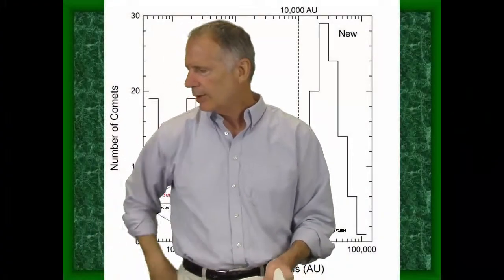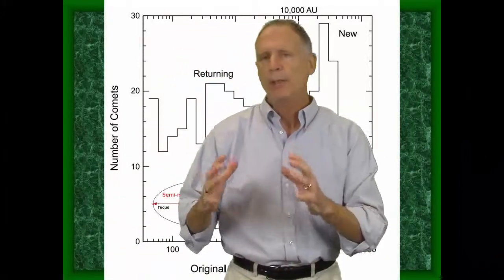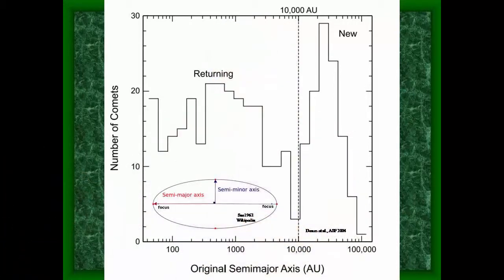Well, let's take a look now at this diagram. This is kind of an interesting one in terms of grouping the comets that we know of. First of all, on the y-axis, that's the number of comets, and on the x-axis is the semi-major axis in AU.